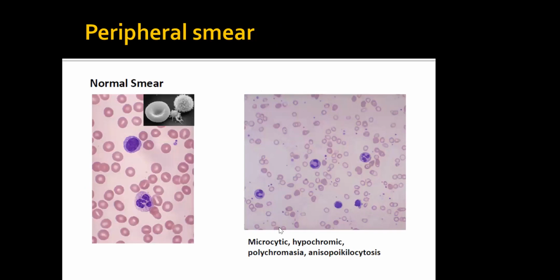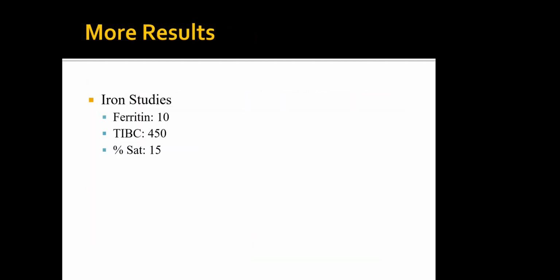When you look at the peripheral smear, this is classical for us. On the left-hand side, you can see the normal smear. So that's what a normal red blood cell count looks like. And when you look at the cells over here, if you compare, you can see that they are smaller in size. They have a big central area of pallor present. And so that makes them microcytic.